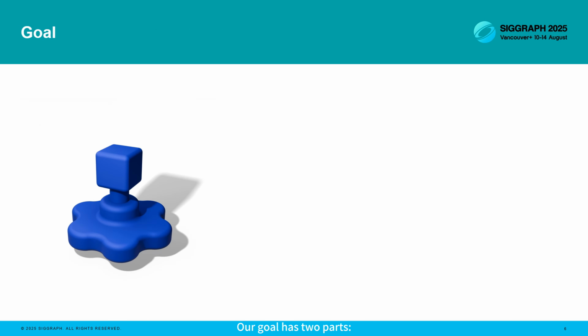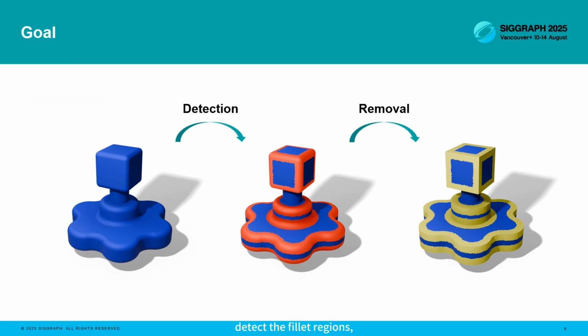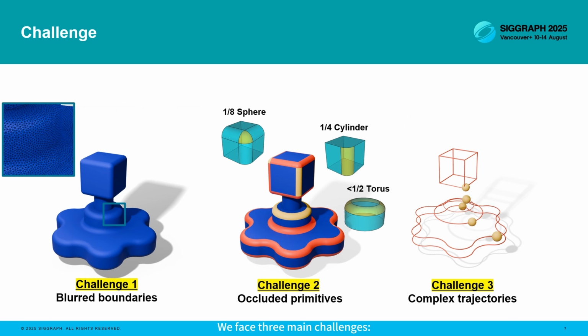Our goal has two parts: detect the fillet regions, and then remove them to get a simplified shape. We face three main challenges. First, blurred boundaries make it difficult to accurately identify fillets. Second, some fillet primitives are partially occluded. And third, the trajectories of fillets can be highly complex and irregular.